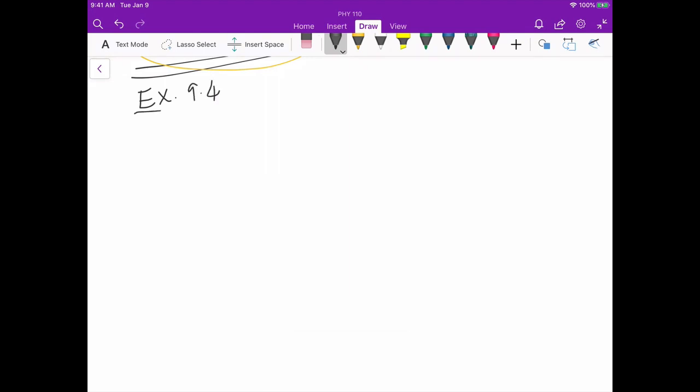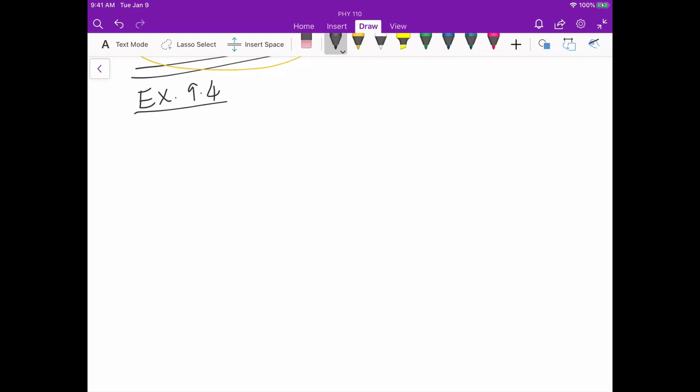This example, I'll use my whiteboard. Example 9.4. It says: look ahead at the circular pipe shown in figure 9.24. Assume it has a radius of 6 centimeters in the wide part and 4.5 centimeters in the narrow part. If the fluid is initially flowing at a rate of 2 meters per second in the wide part, what is the velocity in the narrow part?